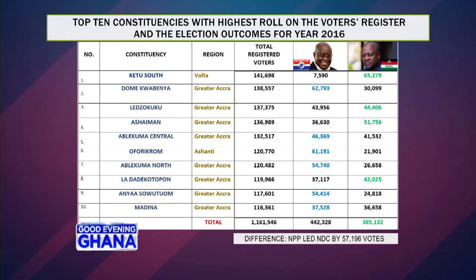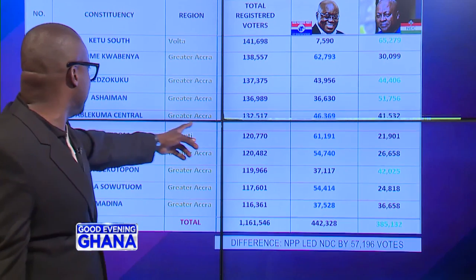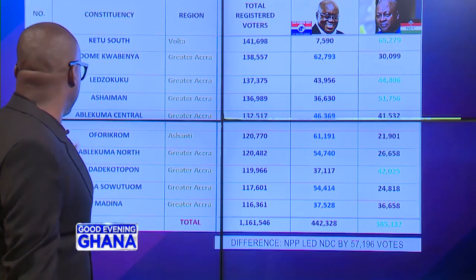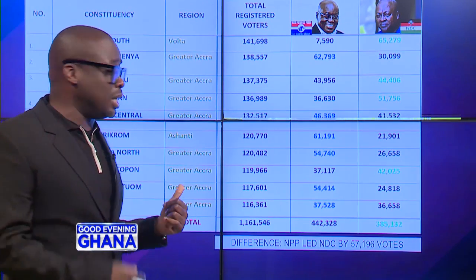Yes, something definitely has changed in the top 10. Now, number one is K2 South as the constituency with the biggest number of registered voters. It registers 141,000. Domikwa Benya is second, 138,000. Lejokuku has been knocked off its perch. It's now third, 137,000. Ashaman is 136,000. Ablekuma Central is 132,000. Ofori Chrome has maintained its position in the top 10.